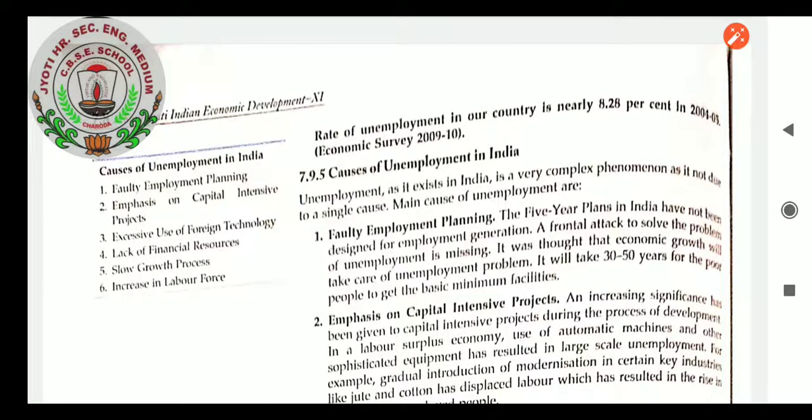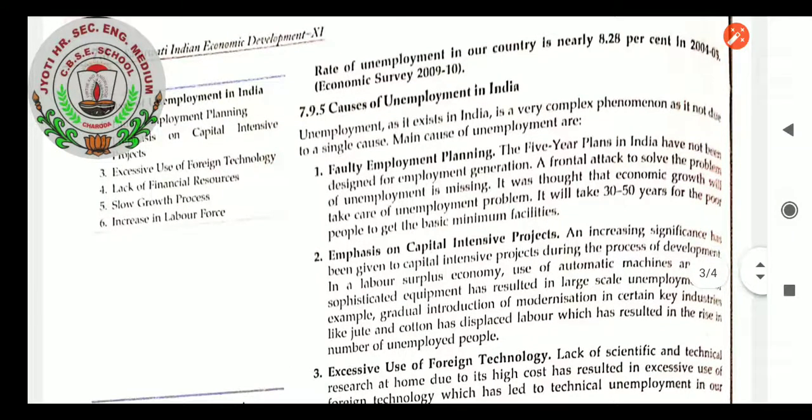Let us focus. Very first, faulty employment planning. The 5-year plans in India have not been designed for employment generation. A frontal attack to solve the problem of unemployment is missing. It was thought that economic growth would take care of the unemployment problem. It will take 30 to 50 years for the poor people to get the basic minimum facilities.